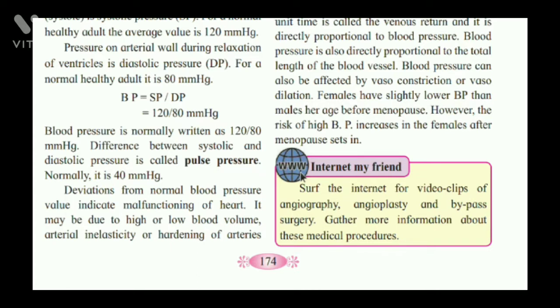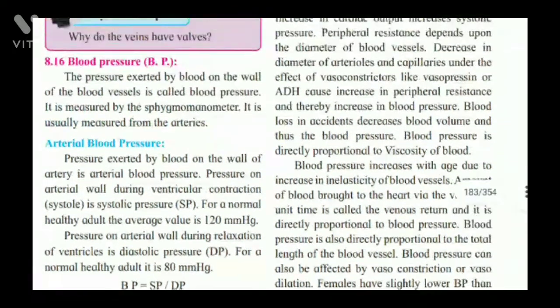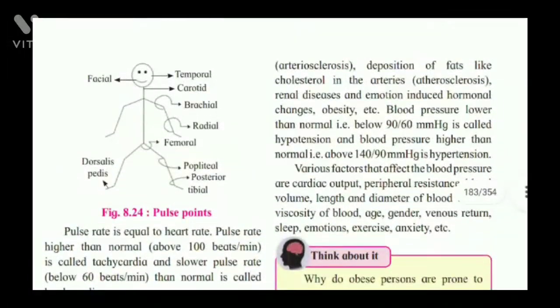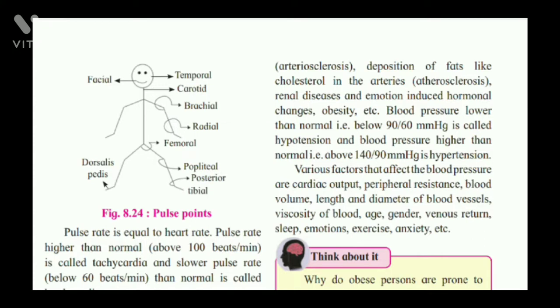Deviations from normal blood pressure value indicate malfunctioning of the heart. It may be due to high or low blood volume, arterial inelasticity or hardening of arteries, deposition of fat like cholesterol in the arteries, that is atherosclerosis, renal disease and emotion induced hormonal change, obesity, etc. Blood pressure lower than normal, that is below 90 by 60 mm of Hg, is called hypotension, and blood pressure higher than normal, that is above 140 by 90 mm Hg, is hypertension.